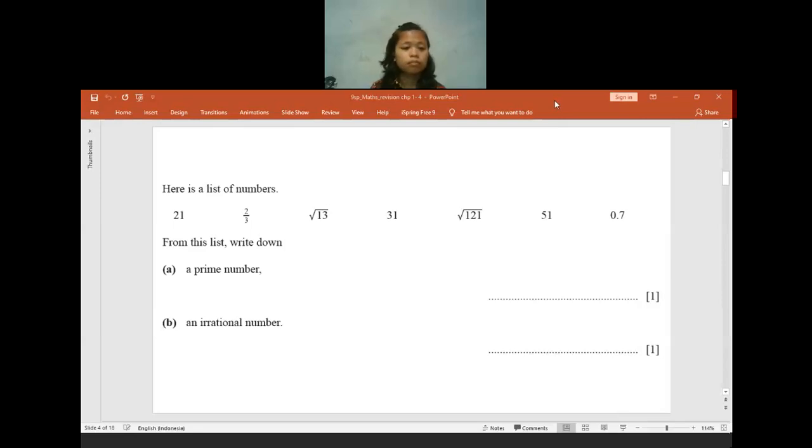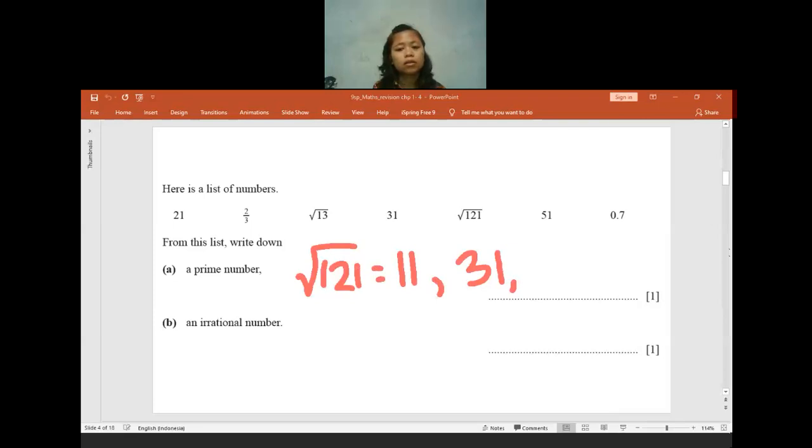Thirty-one. Okay, 31. And square root of 121. How much will it be? Square root of 121 is 11. Okay, it's also a prime number. Is there anyone who is confused, or maybe I talk too fast?